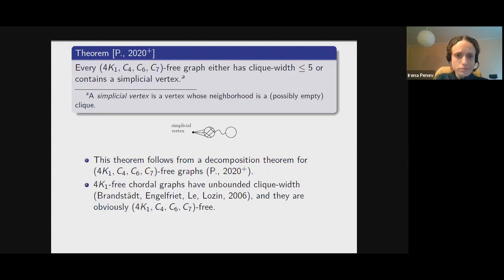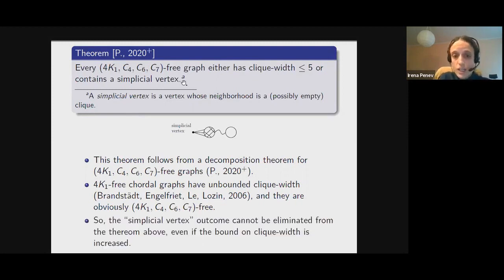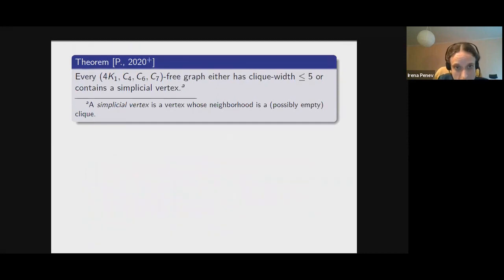And then one remark though, you can't improve this theorem. There's no way you can improve this theorem even if you increase this bound of 5 to any number you like. Why? Well, because if you look at 4K1-free chordal graphs, well, they're all in my class. They're all in my class, but these 4K1-free chordal graphs, they have unbounded clique width. So all such graphs are in my class, unbounded clique width. So no, you can't eliminate the simplicial vertex outcome.